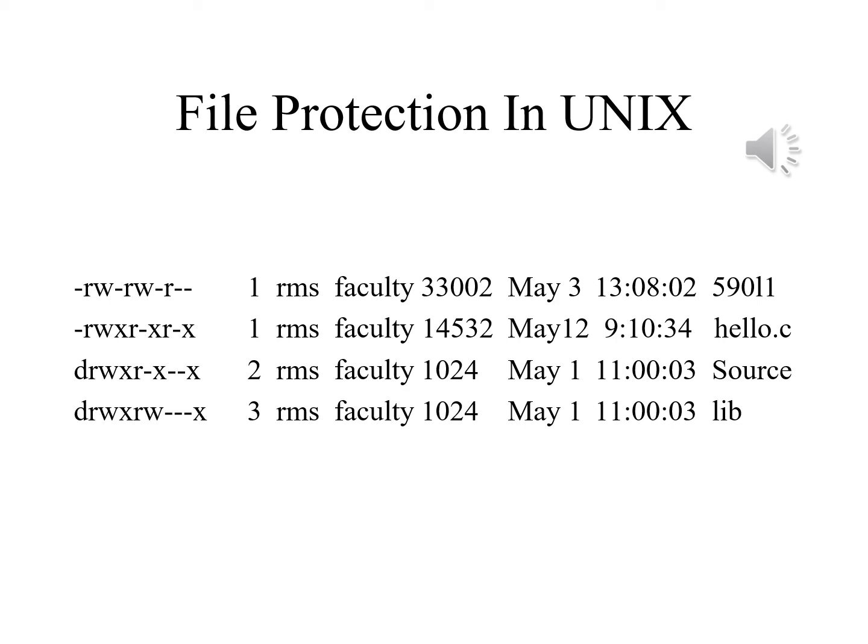How do you know who the owner is? Look in the third column. There's his or her username, RMS. How do you know what group he's part of? Look just to the right of it. He or she is part of the faculty group. In this example, the owner of the file hello.c has read, write, and execute permission. His group has read and write permission, but not execute. And the rest of the universe has only read permission.